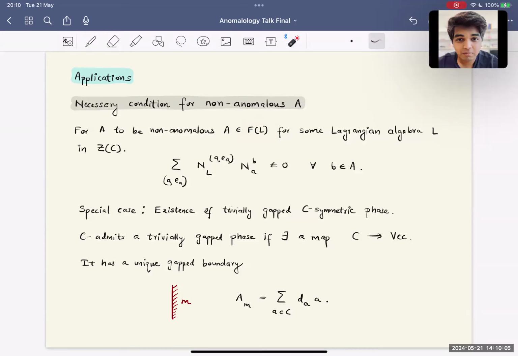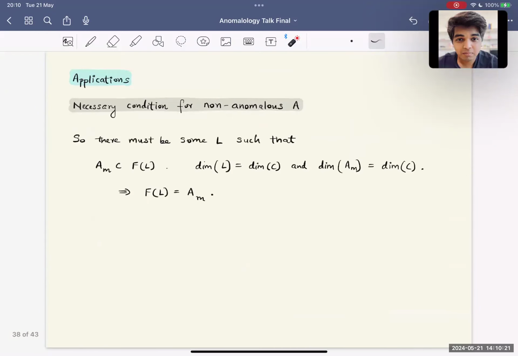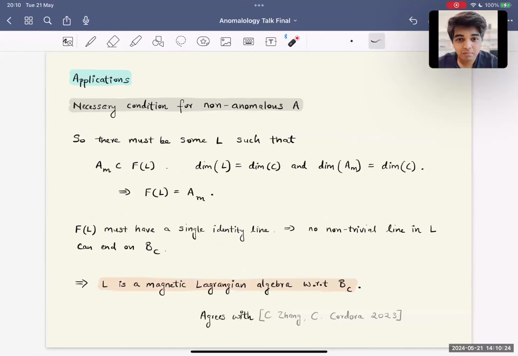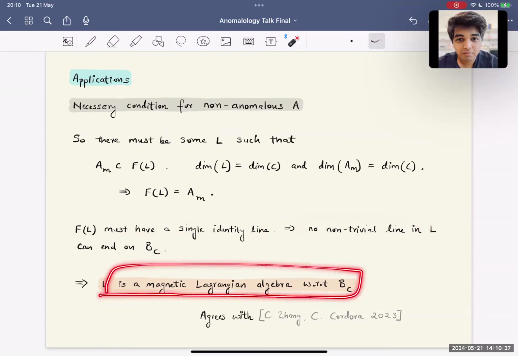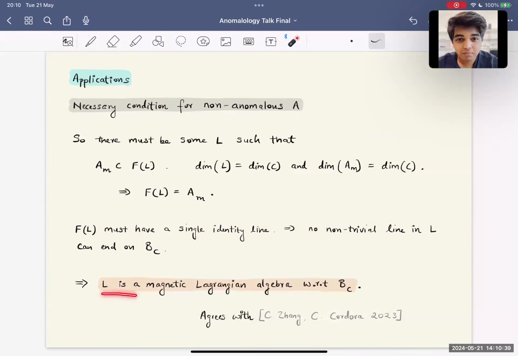Recall what f of L means. F of L means ending L, like trying to fuse L on the gap boundary. And one copy of the identity in f of L means that there is no line operator in L which can end on the canonical gap boundary. So the condition, let me quickly write it down: f of L must have a single identity line, which means that no non-trivial line in the Lagrangian algebra can end on the canonical gap boundary. This is the nomenclature introduced in this paper: L is a magnetic Lagrangian algebra with respect to BC.